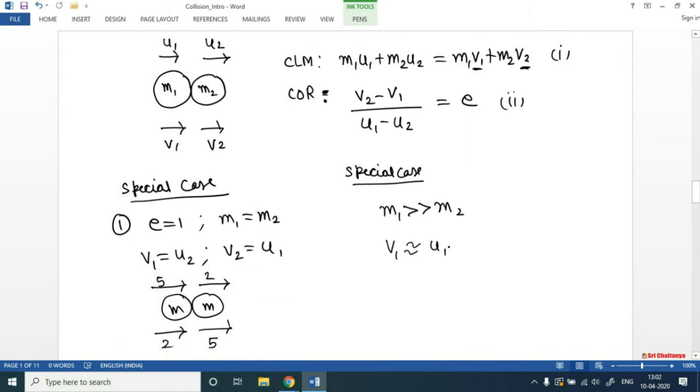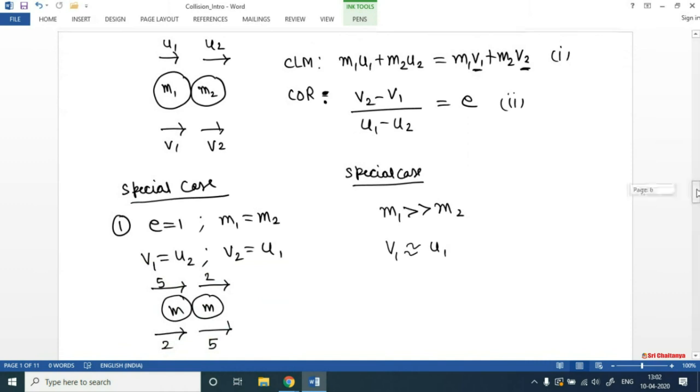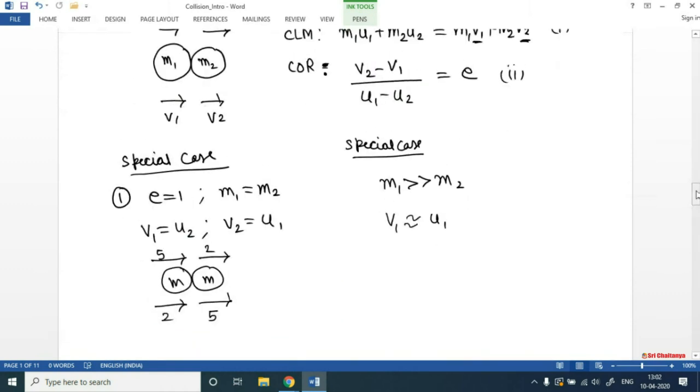What I mean to say is that, due to the collision, the velocity of the larger colliding body will remain unaffected, because the other colliding body is very small. The velocity v2 you can definitely find out using the coefficient of restitution equation. So these were two special cases which particularly interest us.